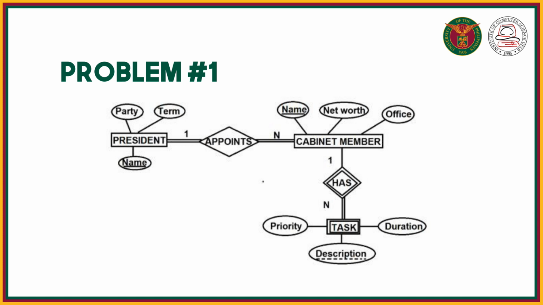So, we have your president. Attribute niya is name, party, term. Appoints cabinet member. Ang attribute naman niya is name, net worth, and office. And then this cabinet member has relationship to task. We have relationship type has. And ang attribute ng ating task is description, which is a partial key, priority, and duration.